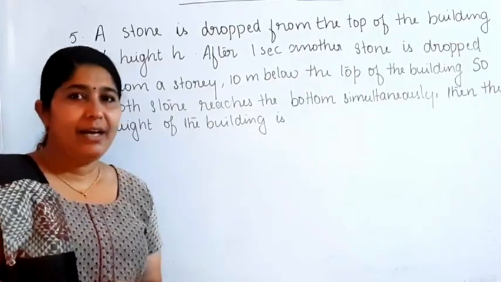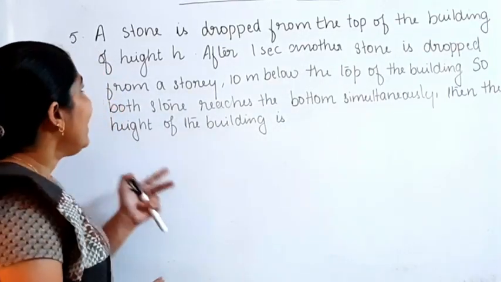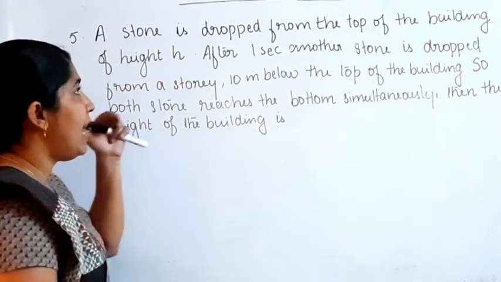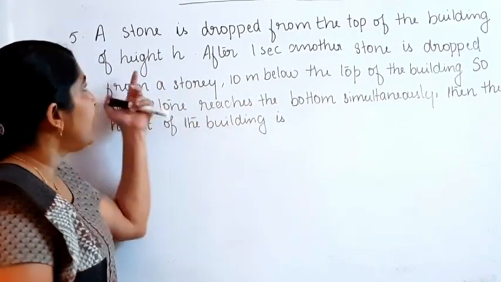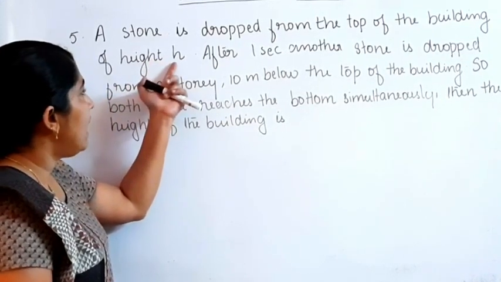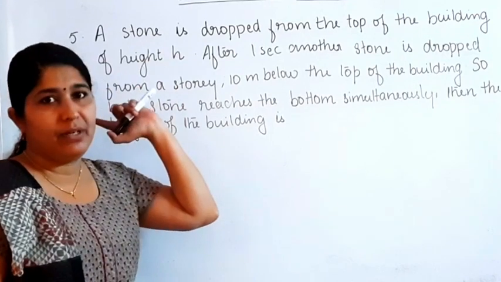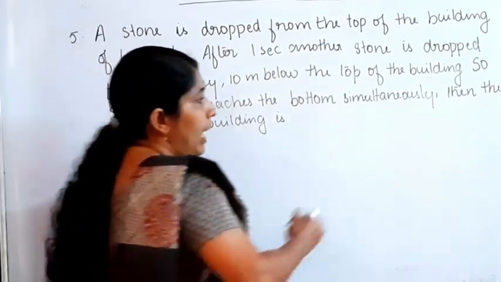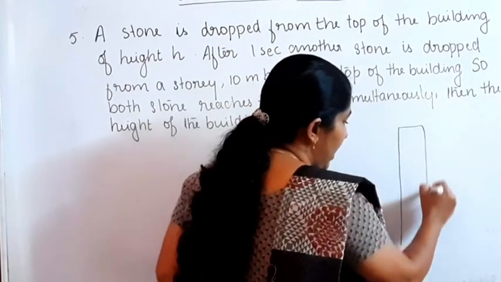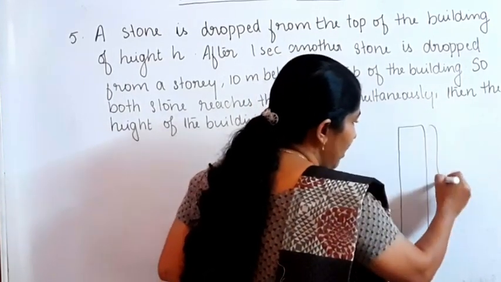Next question. A stone is dropped from the top of a building of height. The height of the building is given. The height of the building is equal to h, and from that particular height, a stone is dropped. H is the height of the building.